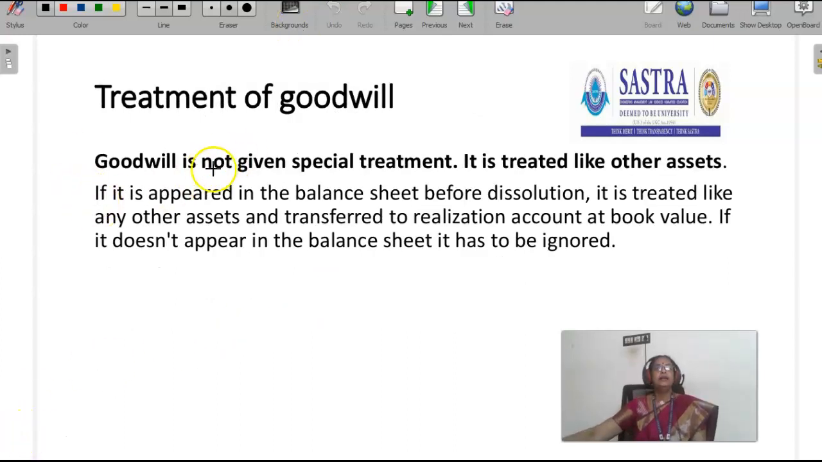Treatment of goodwill. Goodwill is not given any special treatment. It is treated like other assets. If it has appeared in the balance sheet before dissolution, it is treated like any other asset and transferred to the realization account at book value. If it doesn't appear in the balance sheet, it has to be ignored. So we have to treat goodwill like any other asset. We don't need to give any special treatment for goodwill in the case of dissolution of a firm.